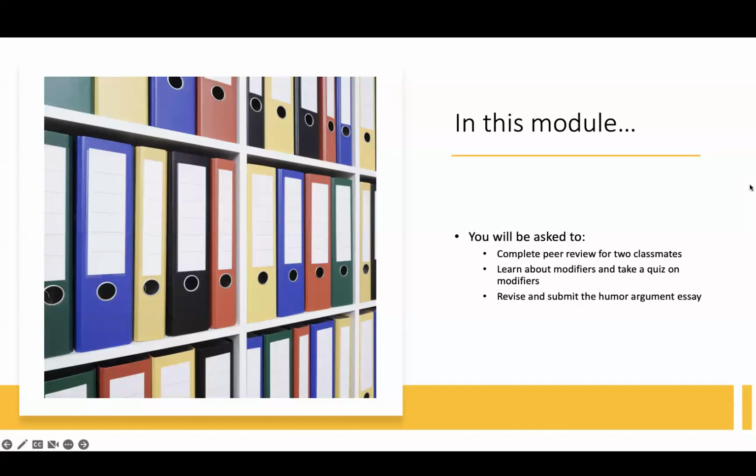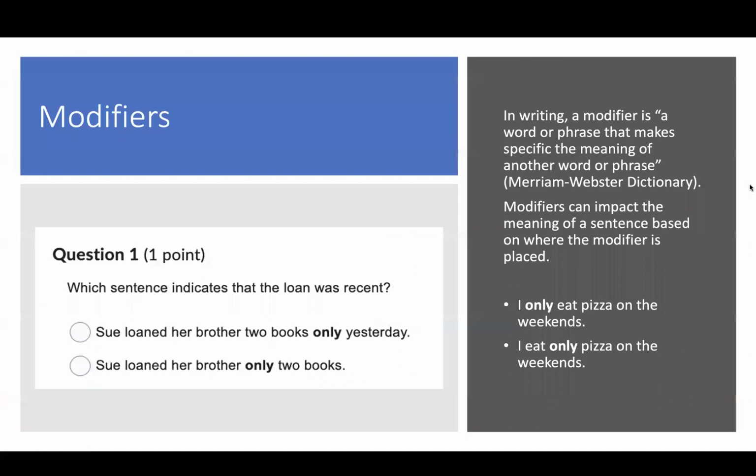So with this module, you'll be asked to complete peer review for 2 of your classmates, to learn about modifiers and to take a quiz on modifiers, and to revise and submit your humor argument essay.